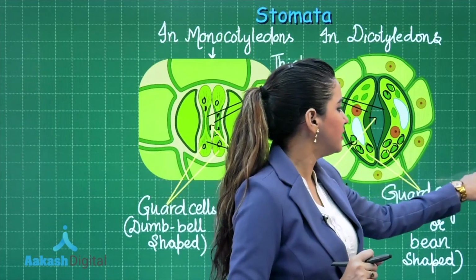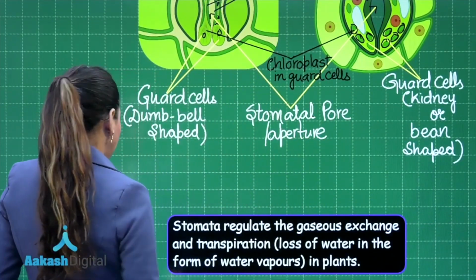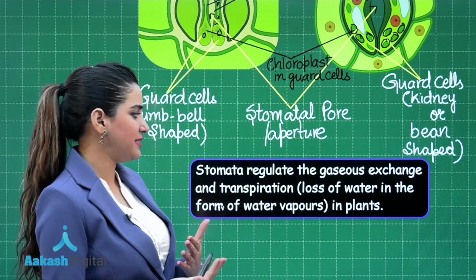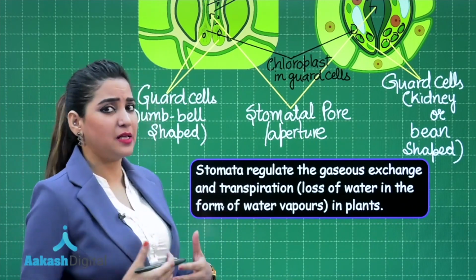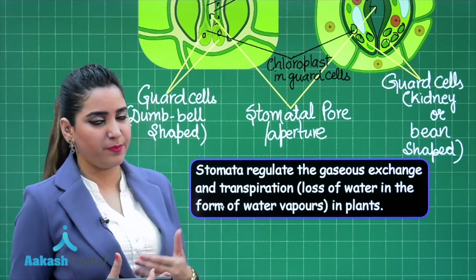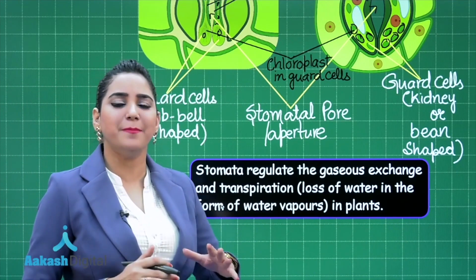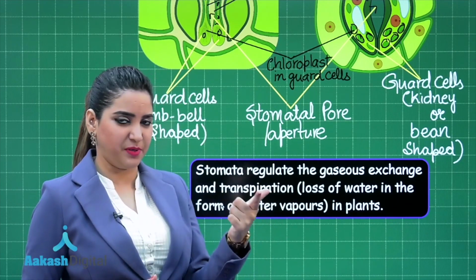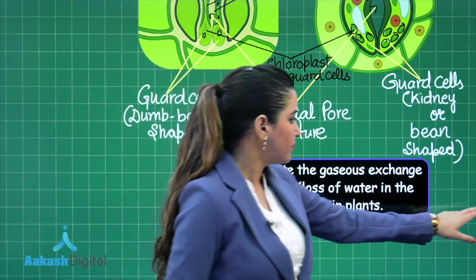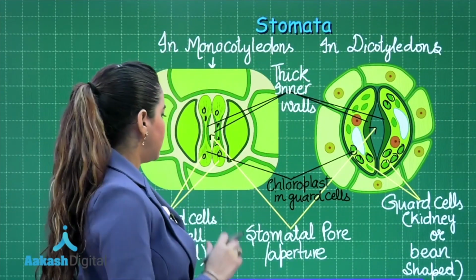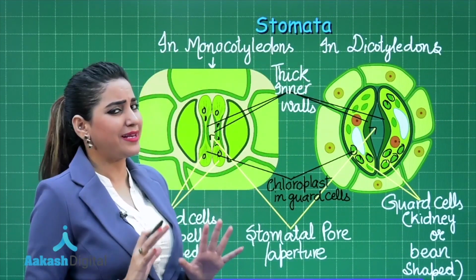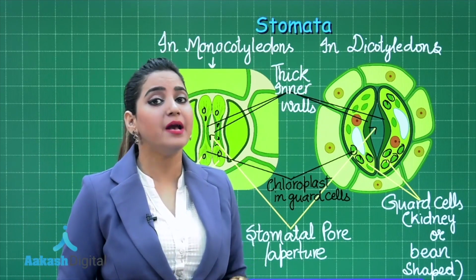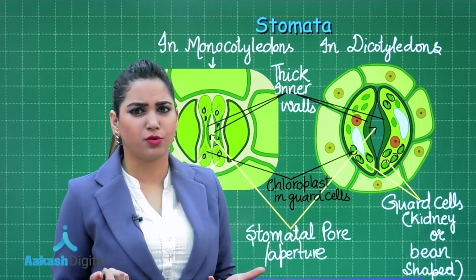Now, let us quickly see what is the job of stomata. Stomata regulates the gaseous exchange and transpiration, that is the loss of water in the form of water vapors in case of plants. So basically meant for gaseous exchange and transpiration. Okay? Gaseous exchange, transpiration. Lock it. One more point, quickly I will say that a single stomata is called stoma and the plural is stomata. Fine.